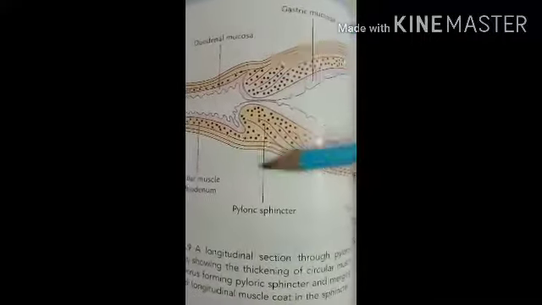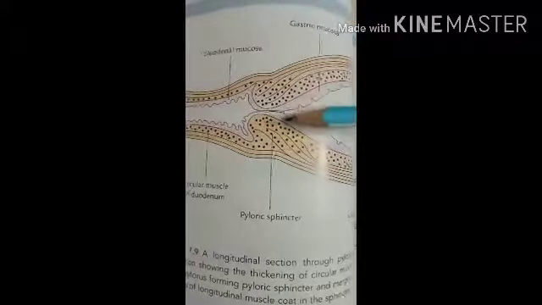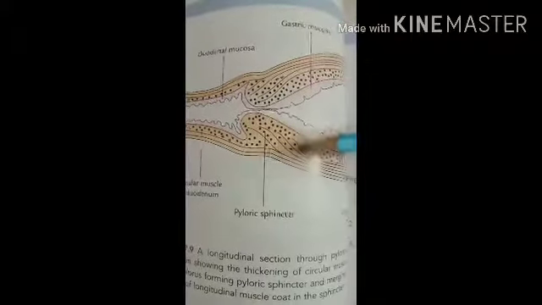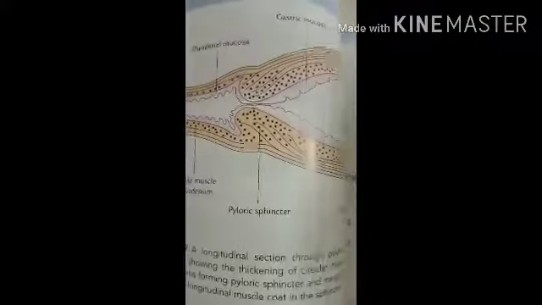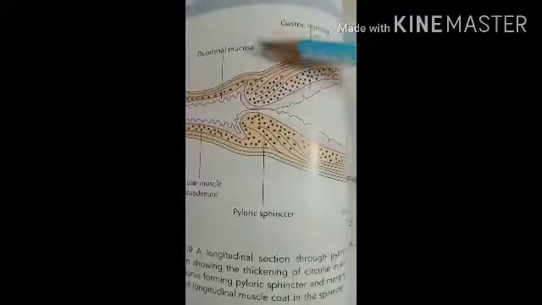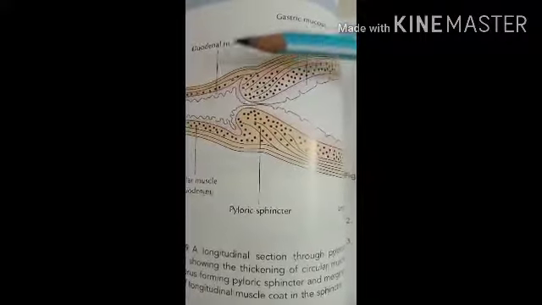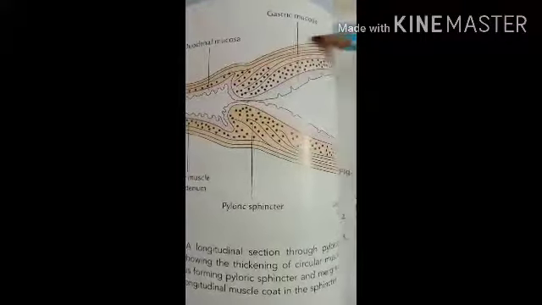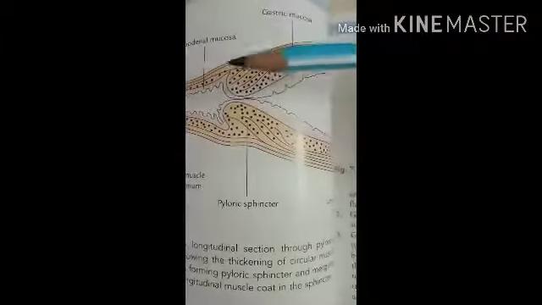After that, we should see the microscopic structure, or the histology, of the stomach. Okay? The stomach is made up of 4 layers. The outermost layer is the serous layer, which is made by the peritoneum. So that is the outer layer. Okay? Then the muscular layer.